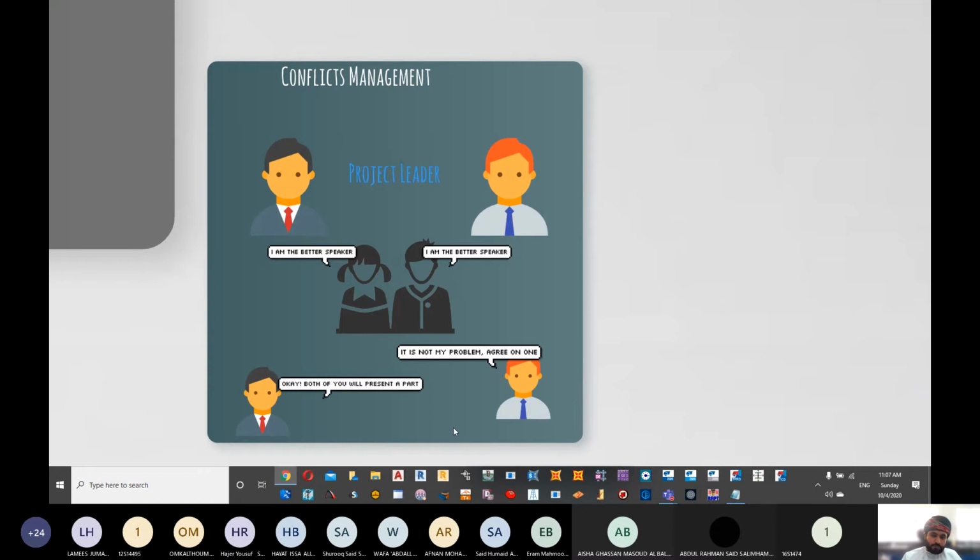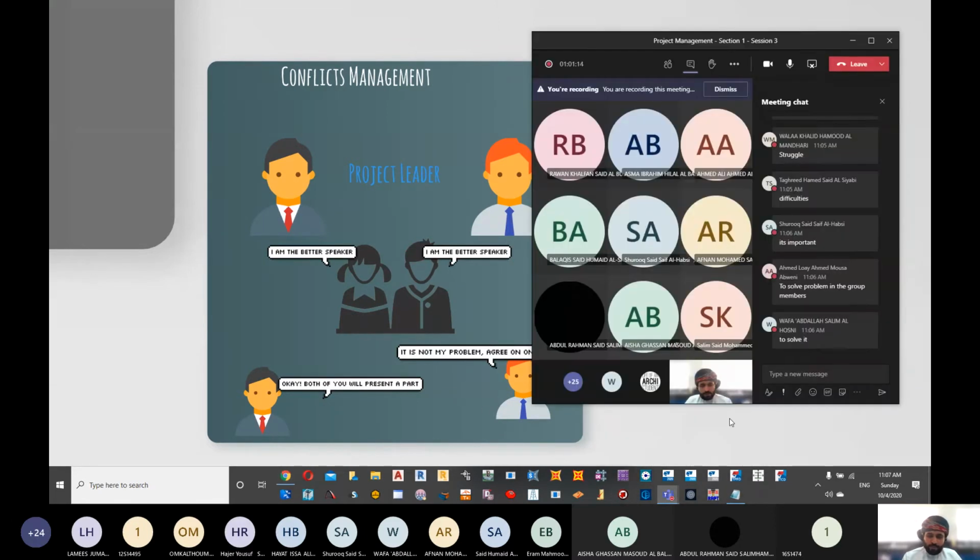Now, let us see both situations and then we'll decide. Situation number one, the project leader said, it's not my problem. You need to agree on one person. While the other one said, both of you will be presenting a certain part. Now, which one do you think has solved the issue? Which one do you think the project is going to go smoother with? Is it number one or number two?